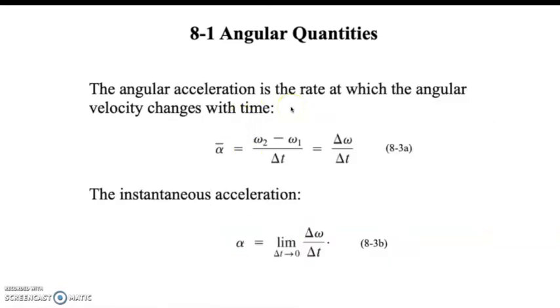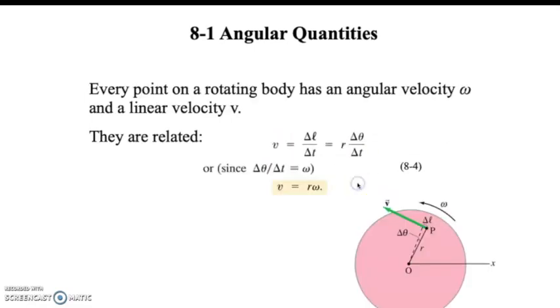Angular acceleration is the rate at which the angular velocity changes over time. So angular acceleration is the change in angular velocity, final minus initial, over change in time. And again, instantaneous uses the limit. So at every point on a rotating body that has an angular velocity of w, there is a linear velocity of v. Okay, so this is how they relate.